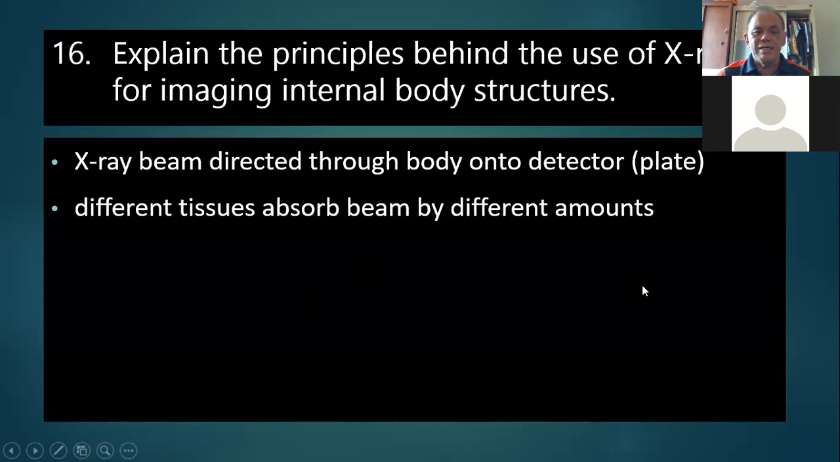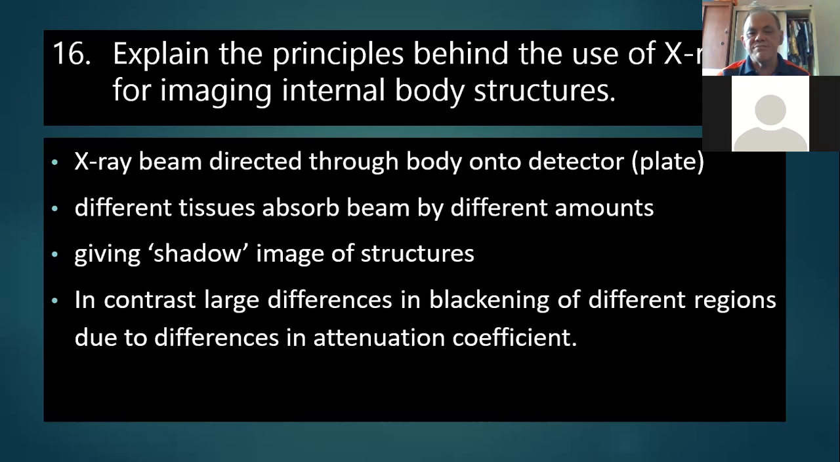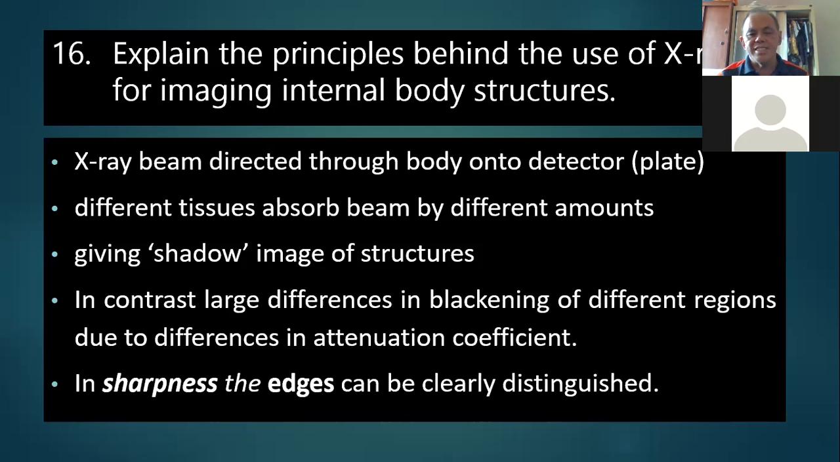Different tissues absorb the beam by different amounts, giving shadow images of structure. In contrast, large differences in blackening of different regions are due to different attenuation coefficients. In sharpness, the edges can be clearly distinguished. So depending on the marks that are required, that's given in the question, you may have to include all these points when you're answering the question.